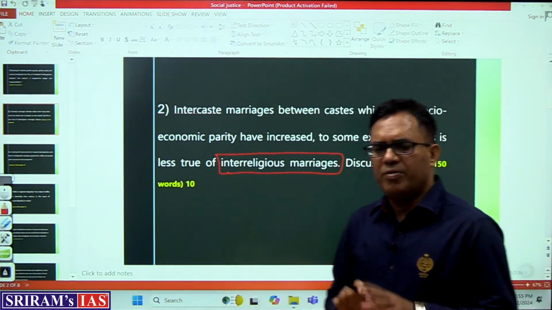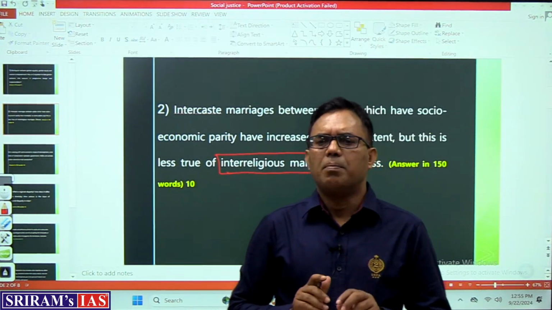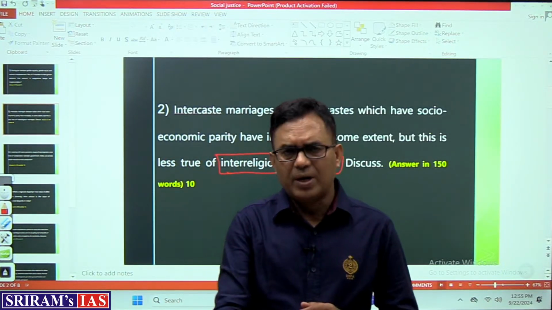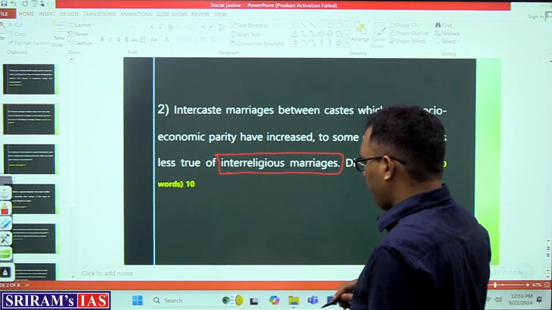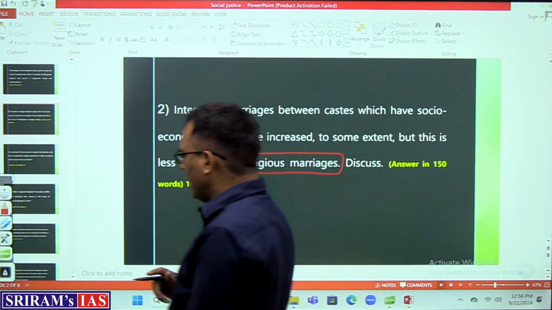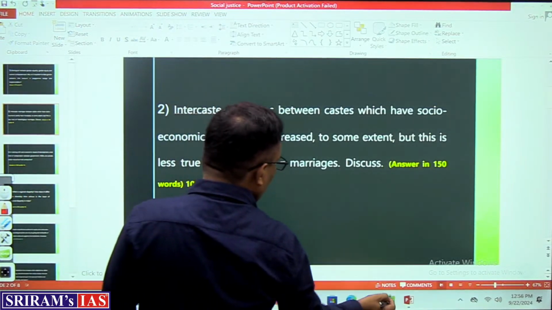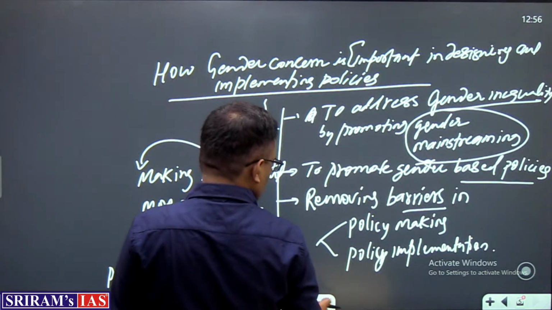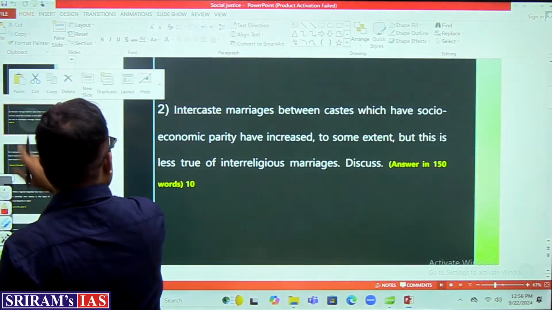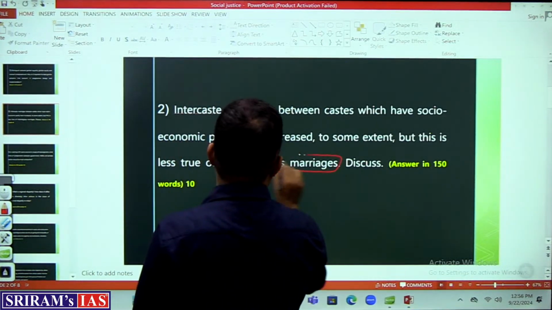First of all, we must know that marriage in every country, no matter India or any other country, is considered a very important institution. So we can start our answer by first defining marriage, what marriage is, and thereafter we will go for our answer, that is interreligious marriage, as I told you.